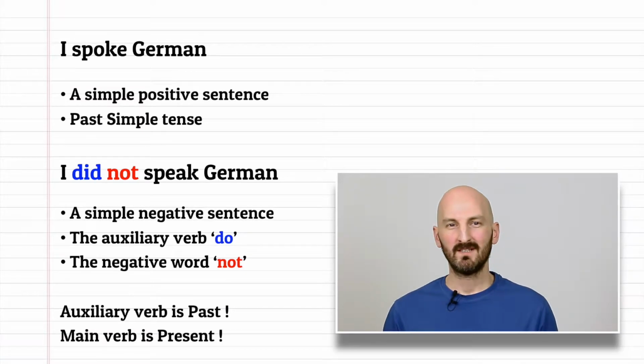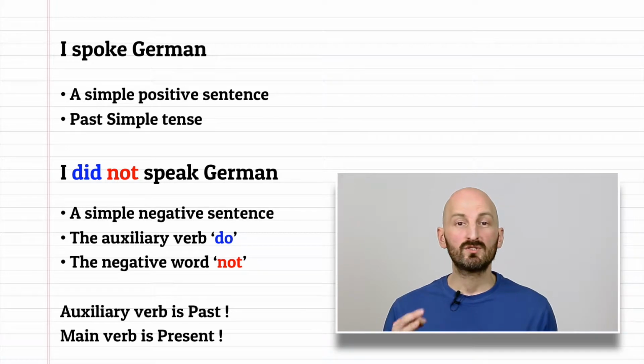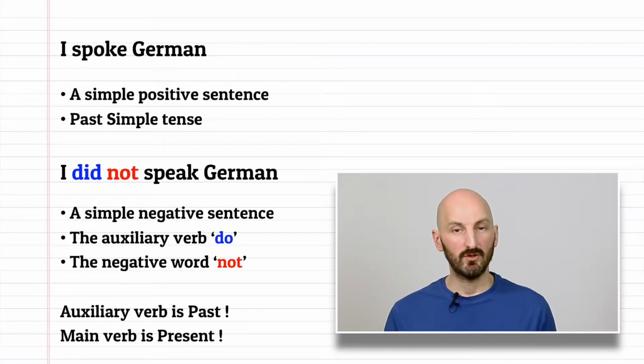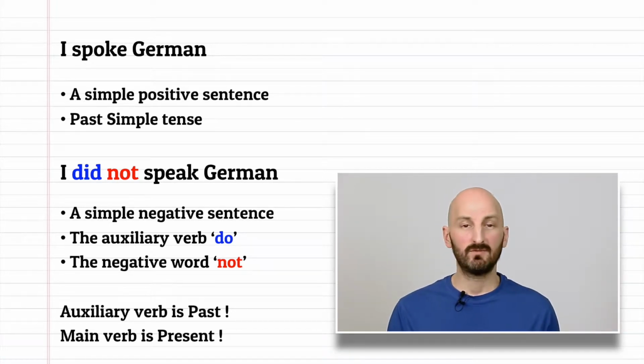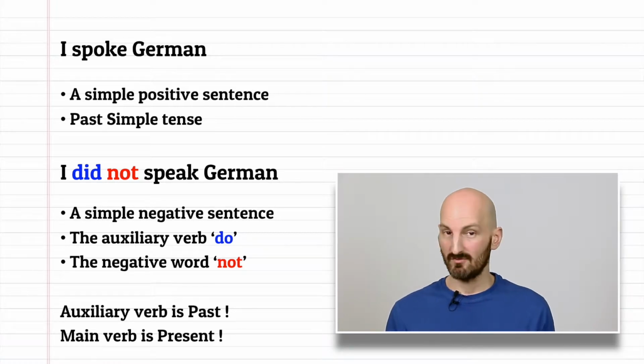Okay, so now we can look at all the other verb tenses to see how to form negative sentences accurately. The past simple first. I spoke German. This is a simple positive sentence, but this time in the past tense. When we make it negative, we form the sentence in exactly the same way, but with two differences. We use the past tense of the auxiliary verb and the present tense of the main verb. This is important to get right.